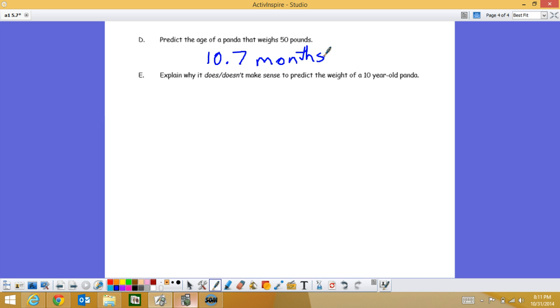And then for part E, it says explain why it does or does not make sense to predict the weight of a 10-year-old panda using this equation. I'm just curious what you think about that, so I'm not going to talk about that at all. I want you to take a moment, write down why you think it would or would not make sense to use this equation to find the weight of a 10-year-old panda. I'm just curious what you have to say, and I'm going to check that out on Monday and see what you have to say.